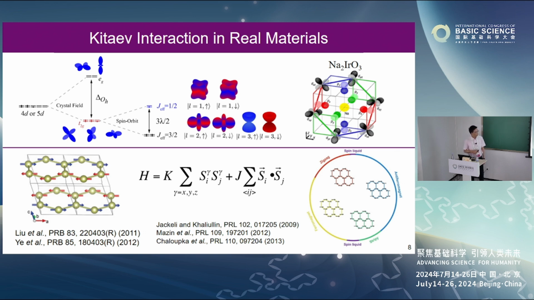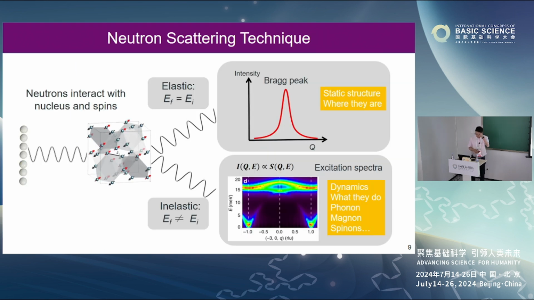So the best way to see which material has which kind of interaction is to do inelastic neutron scattering. So here I briefly introduce neutron scattering. Neutron actually has a spin, spin half, and it has a magnetic moment. So it can interact with the spin as well as the lattice. So it can deliver the information about the structure as well as the spin.